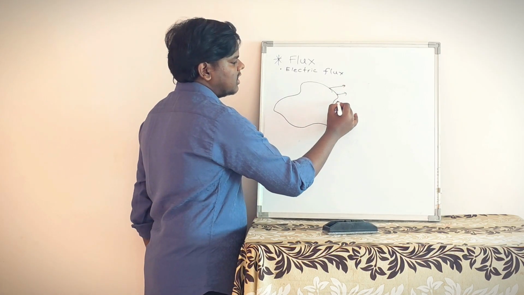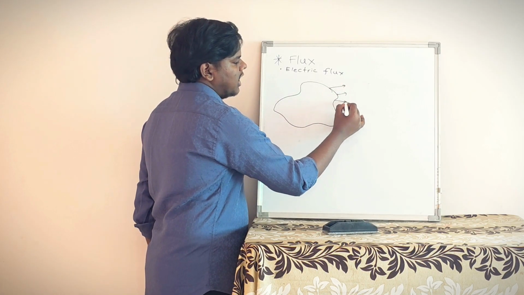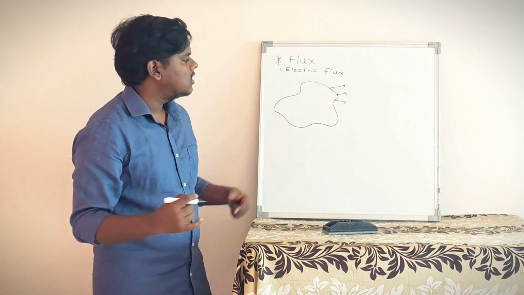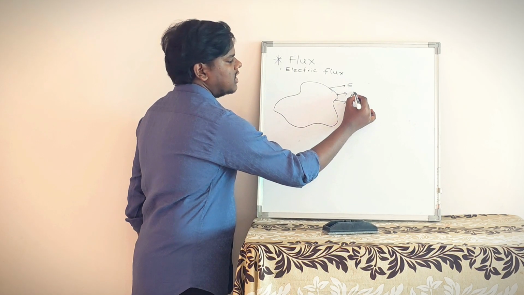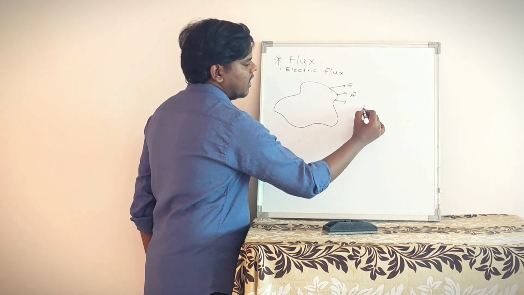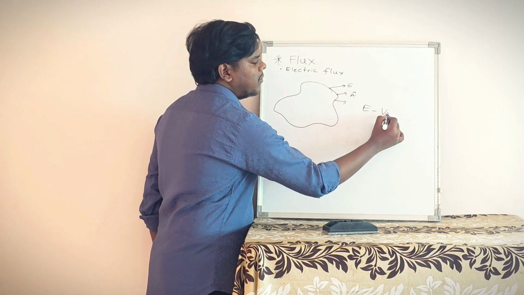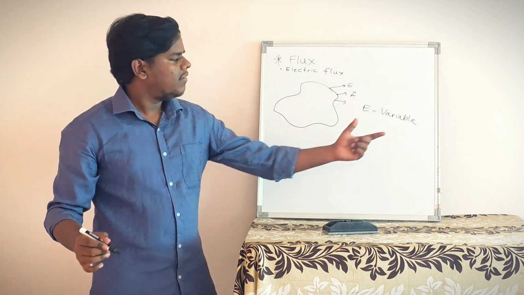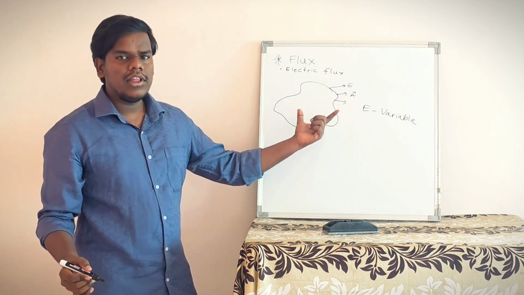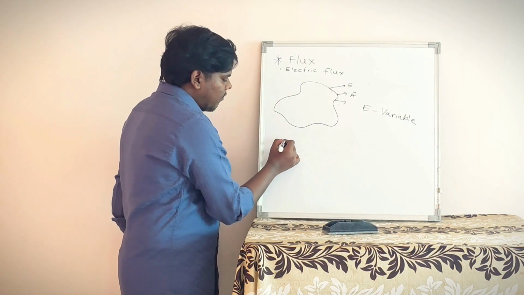Here the electric field direction is different. Let's say, what can you do in such a case where the electric field is variable? When the electric field is variable with the area or with the curves, how do we write flux?